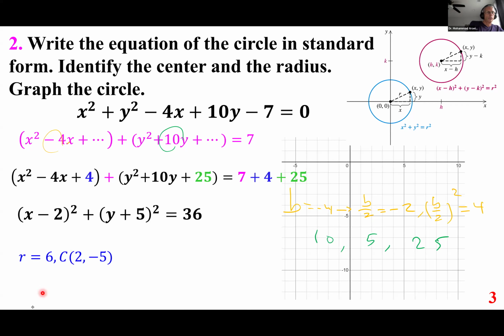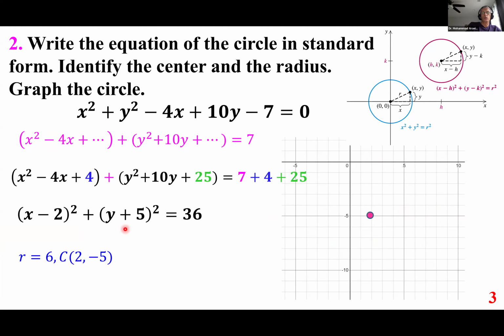I'm going to erase my work. And so we are going to put the center 2 comma negative 5. So 1 and 2 and 5 down here. Now we're going to go r units, 6 units to the left and right, up and down.